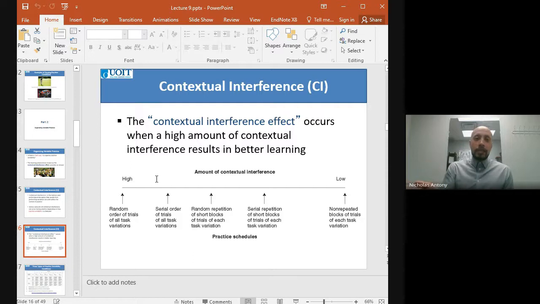So just like everything, there's a spectrum from high to low contextual interference. And so depending on the amount of variation and the randomness of how you've introduced the variations in practice, you can have different levels. Okay, so contextual interference, like I said, is this idea that by having variations of the movement skill, you're challenging the brain to problem solve, right?